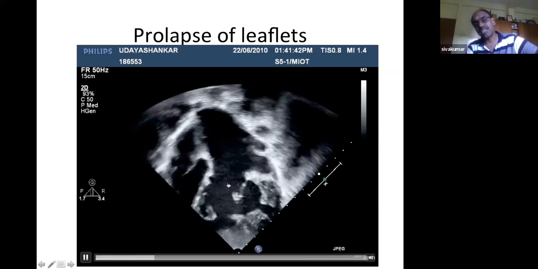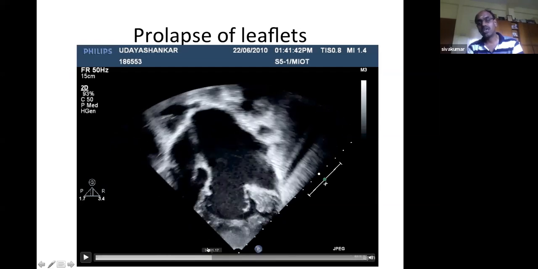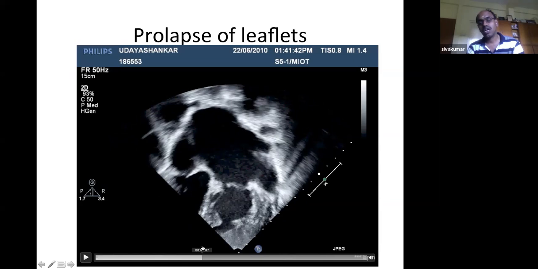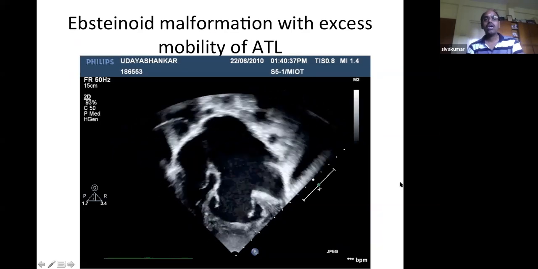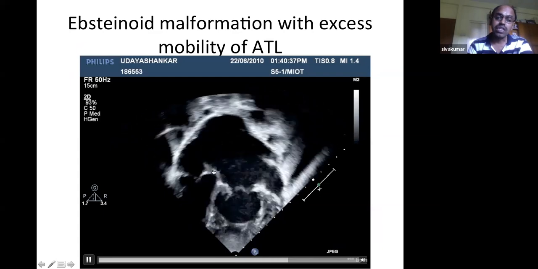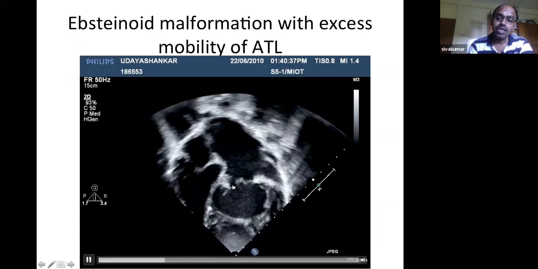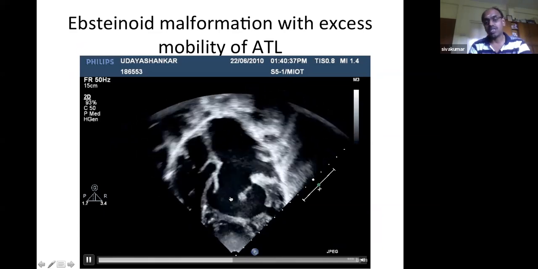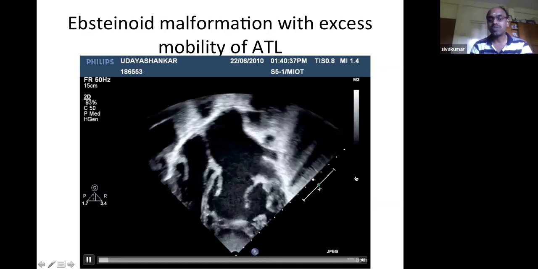This is an anterior tricuspid leaflet prolapse, very clearly visible. You can appreciate the anterior tricuspid leaflet is significantly prolapsing. This is an epsteinoid malformation. You can appreciate the separation between the mitral attachment and the tricuspid attachment. Significant epsteinoid malformation. There is also an element of anterior tricuspid leaflet prolapse.